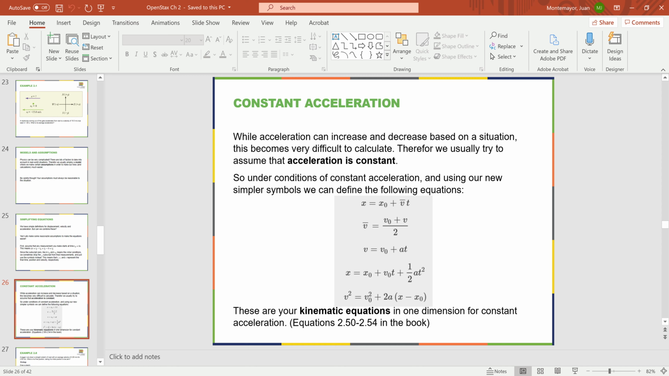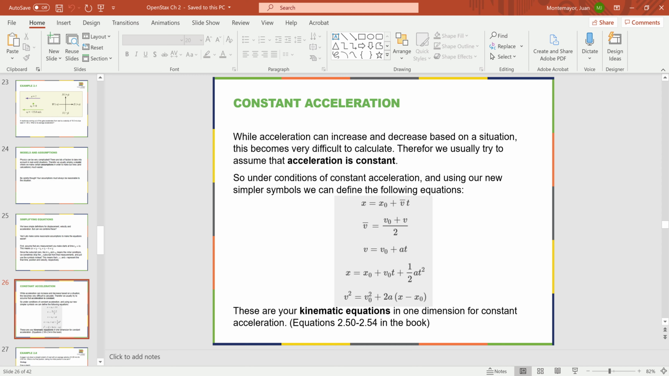So under those conditions of constant acceleration and using our newer, simpler symbols, we can define the following equations. Now, these equations here, you can find them in the book, 2.5 to 2.54. And these are pretty much the equations you will be using throughout this chapter and the rest of the course in some way, form, or fashion.